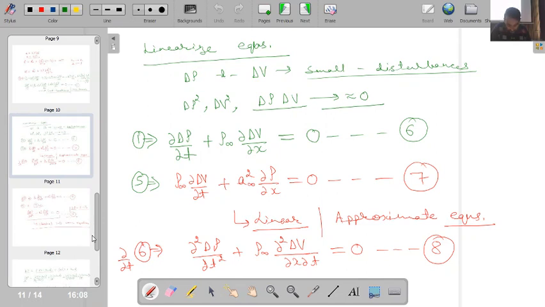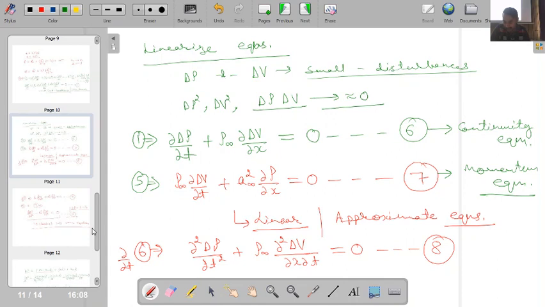likewise if you recall earlier we were having one equation. So equation number 6 is nothing but the linearized form of continuity equation. Okay, and similarly equation number 7 was nothing but the linearized form of momentum equation.